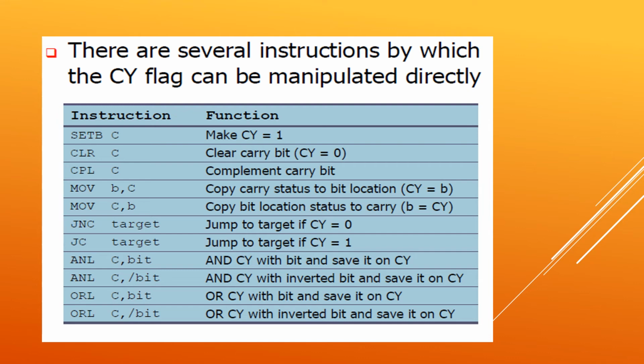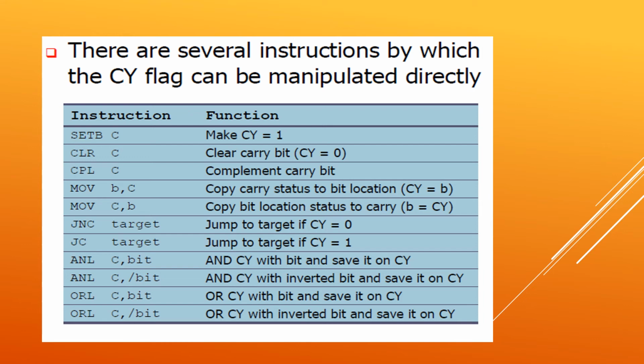So there is the SETB instruction, and SETB C you can make carry 1. CLR C clears the carry bit, you can make carry 0. CPL C complements carry, so that is also one instruction, like CPL A is there for the accumulator. On the same line CPL C, that is the complement carry bit, a bitwise operation instruction. MOV bit, C copies carry status to a bit location, so that also you can do. MOV C, bit copies bit location status to carry, so carry can be modified accordingly.